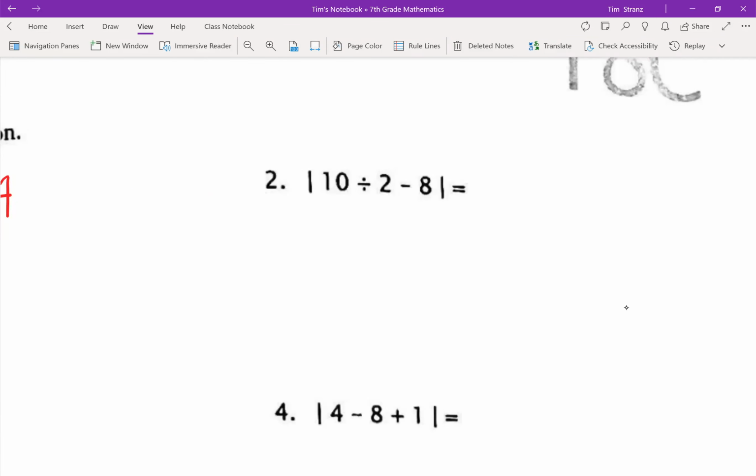Okay, number two, we have 10 divided by 2 minus 8. So we're going to do 10 divided by 2, which would give us 5. 5 minus 8 would normally give us a -3, but we have the absolute value brackets, which means that is going to turn into a +3.